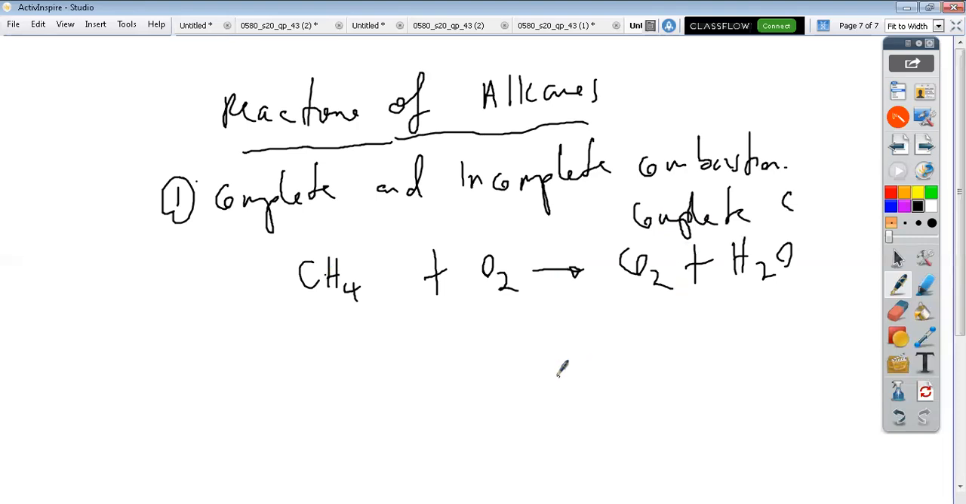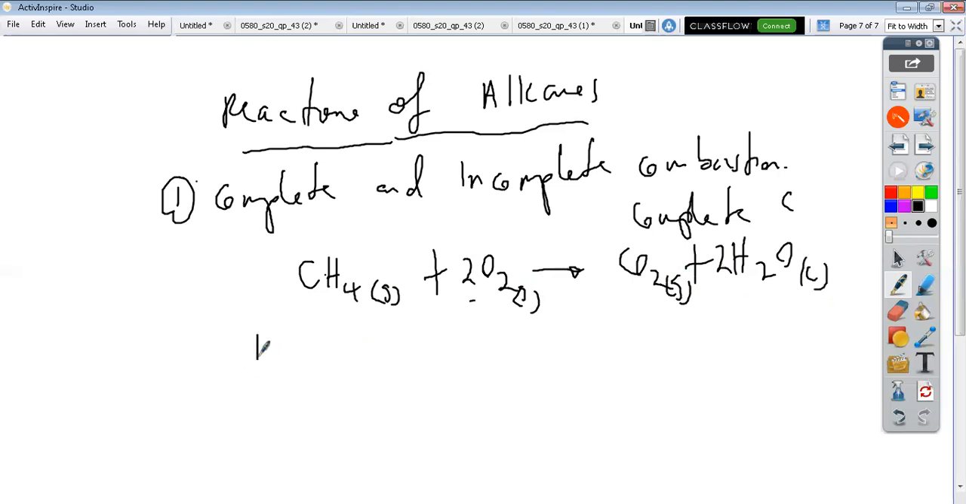Maybe no. 1 carbon, we have 4 hydrogens there, so we need to put 2 here so that we have 4 hydrogens. The moment we do that, we now have 2 oxygens plus another 2 oxygens, 4 oxygens. So we put 2 to balance. Clear? So gas, gas, gas, liquid.